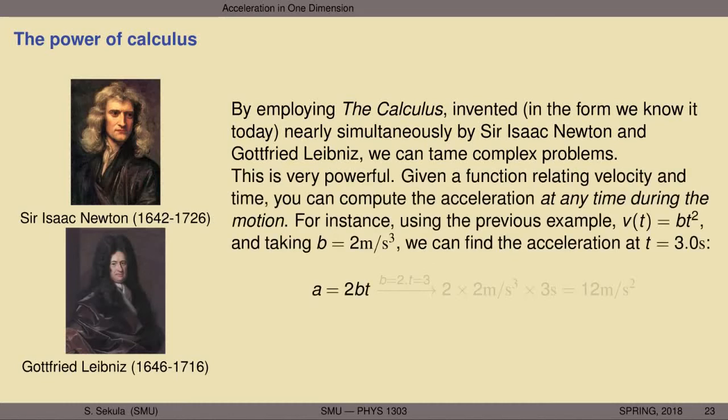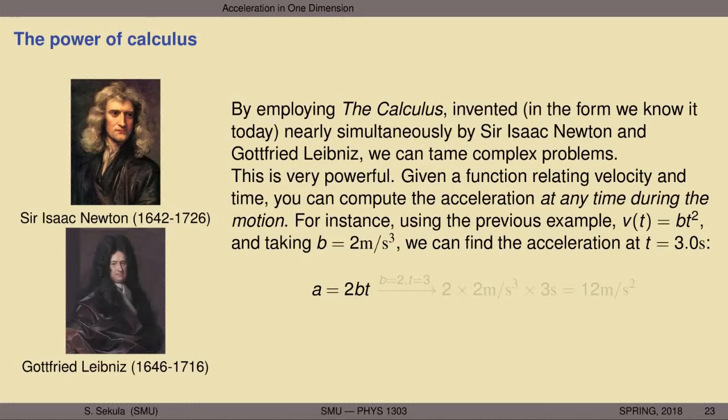And you see how this is extremely powerful. Given a function that relates velocity and time, you are now able to compute the acceleration at any time during the motion. So, for instance, using the previous example where we had velocity as a function of time given by bt squared, we can now define the constant. I'm going to define b to be 2 meters per second cubed. And given the original question, what's the acceleration at t equals 3 seconds?